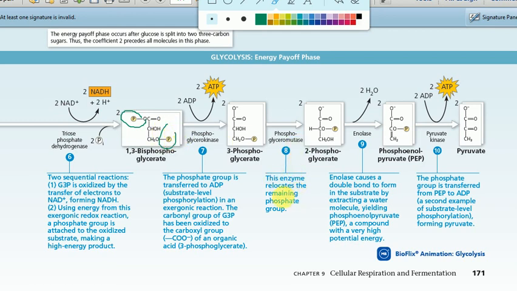But the eighth stage is isomerization, or relocating a group. So phosphoglyceromutase catalyzes the transfer of a group from one carbon to another.